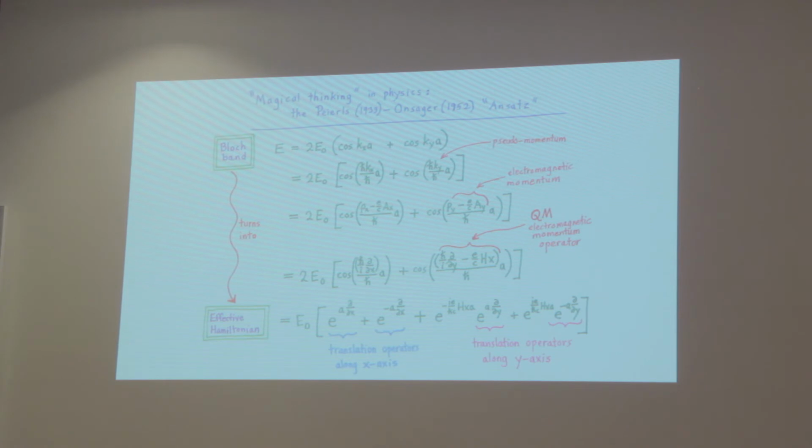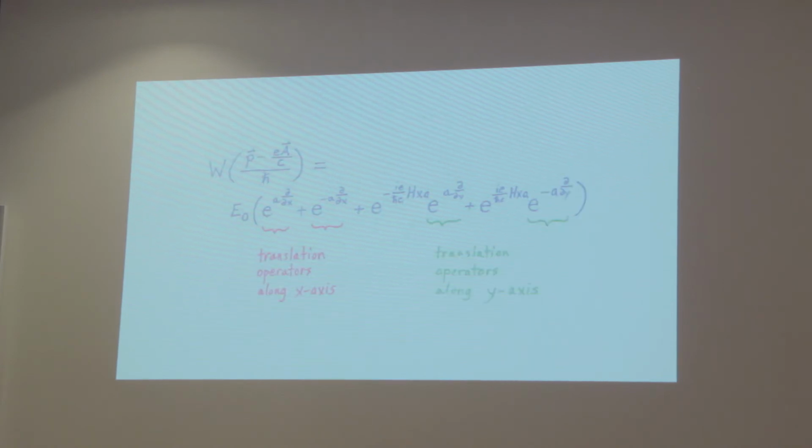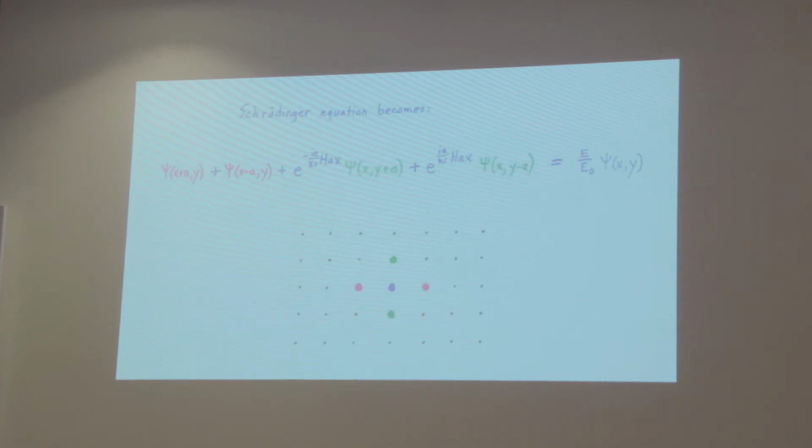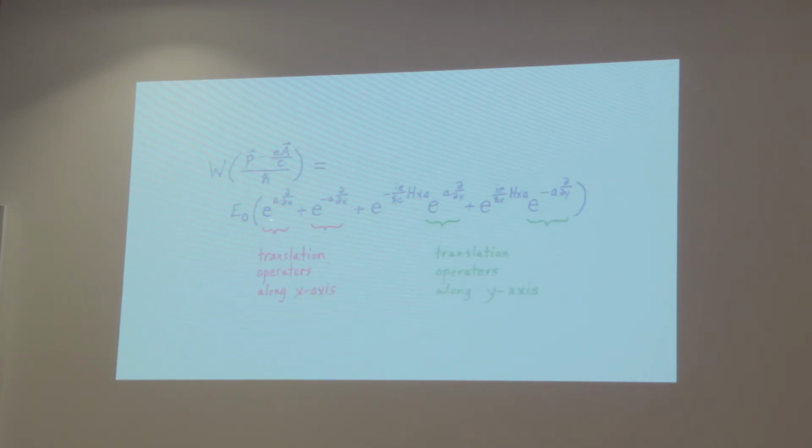Okay, now when you look at this, you may recognize that this is effectively a translation operator along the x-axis, and these are translation operators along the y-axis. So it effectively means that we're translating. This will move us by a distance of a along the x-axis. This will move us a distance of minus a along the x-axis. This will move us a distance of a along the y-axis, and this will move us a distance of a in the other direction along the y-axis, with phase factors.